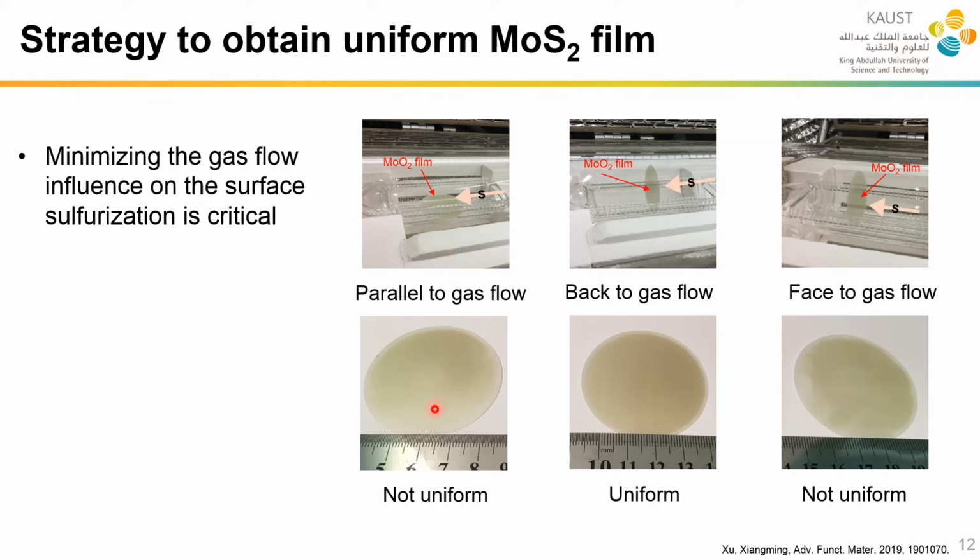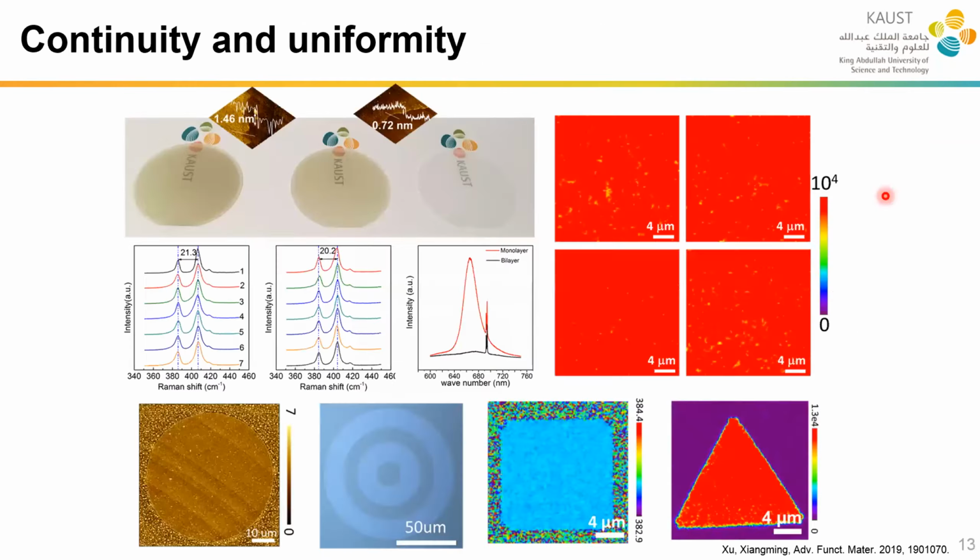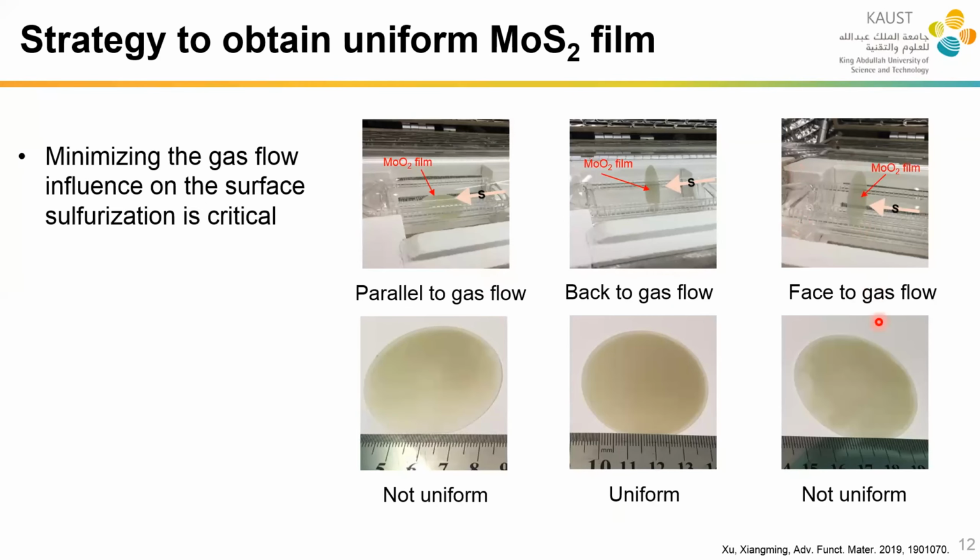The thin film is not uniform. We can easily check by eye. If the molybdenum oxide faces the gas flow, it means the gas flow goes directly onto the surface of the wafer, and it's also not uniform. But if we minimize the gas flow by putting the molybdenum oxide surface back to the gas flow, we can really achieve a very uniform thin film on the wafer.